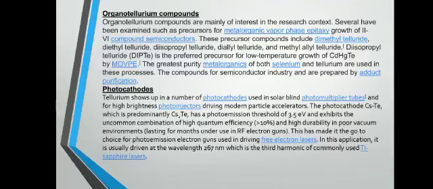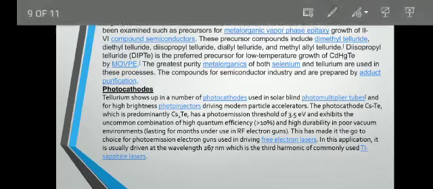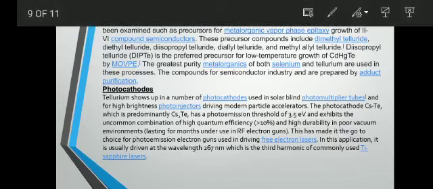The next is photocathode. Tellurium shows up in a number of photocathodes used in solar blind photomultiplier tubes and for higher brightness photoinjectors driving modern particle accelerators. The photocathode, which has a photoemission threshold of 3.5 electron volts, exhibits the uncommon combination of high quantum efficiency, greater than 10%, and high durability in poor vacuum environments. This has made it the choice for photoemission electron guns used in driving free electron lasers. In this application, it is usually driven at the wavelength of 267 nanometers, which is the third harmonic of commonly used lasers.